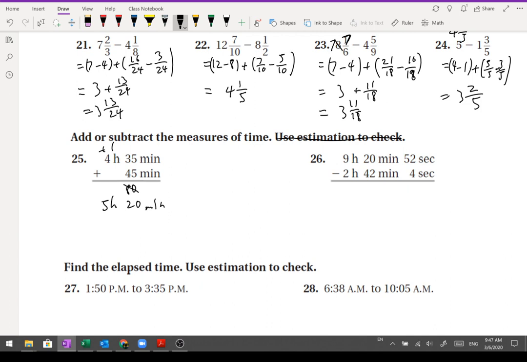Then for the subtraction, 52 minus 4 is 48 seconds, so that's quite easy. And then 20 minus 42, we don't have enough. So we have to borrow 1 from the hour, and then we add 60 to the 20 minutes. That becomes 80 minutes. 80 minutes minus 42 minutes is 38 minutes. Then we have 8 minus 2, which is 6 hours. So the answer is 6 hours, 38 minutes, and 48 seconds.